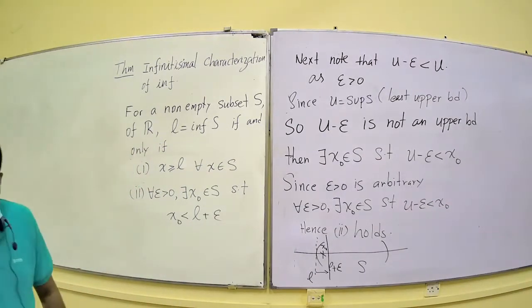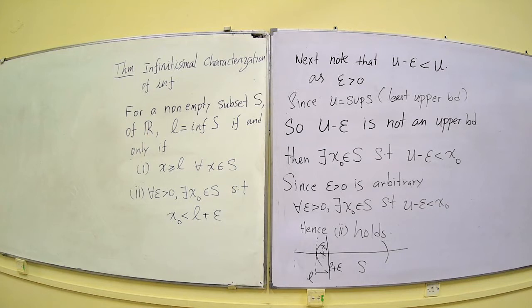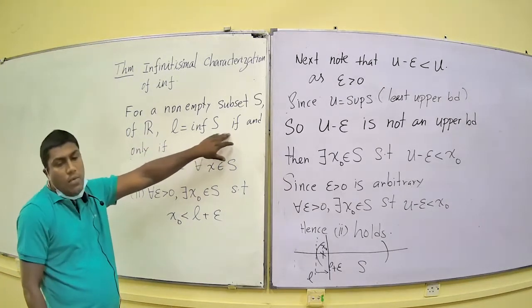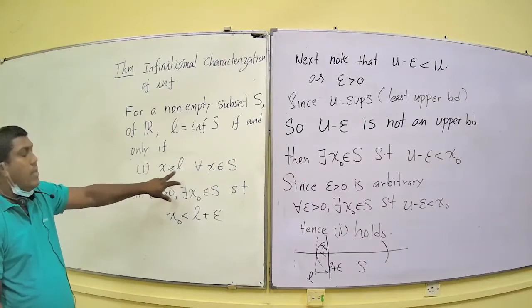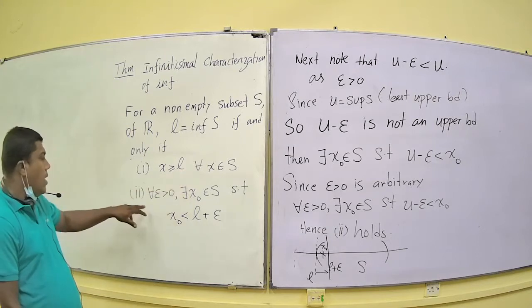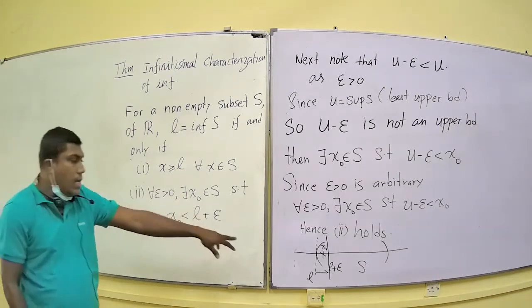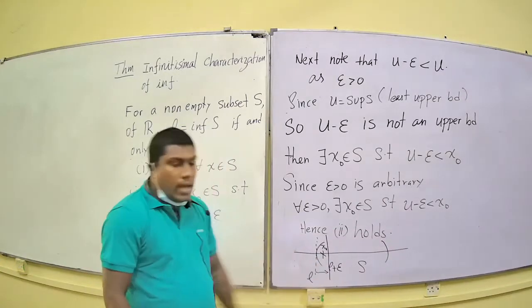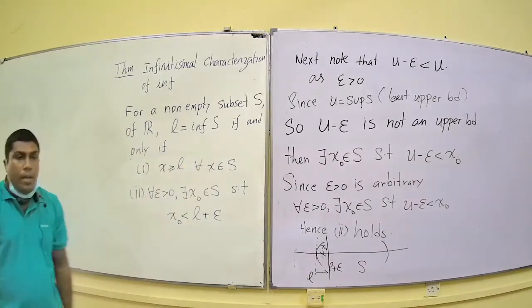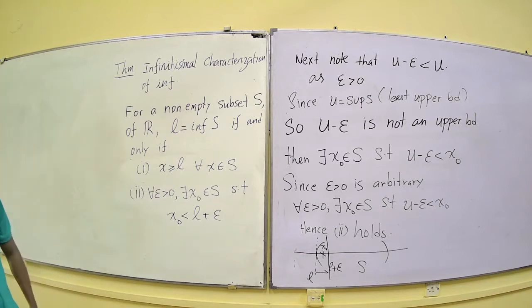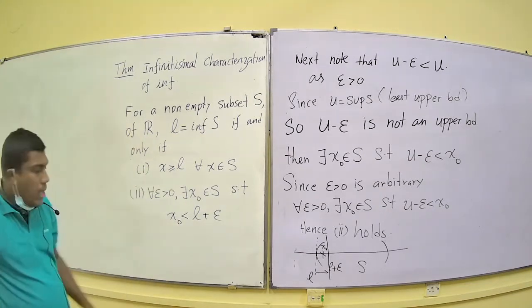Okay, so this is how we write down the infinitesimal characterization, or the epsilon characterization, of the infimum. L is an infimum of S if and only if x is greater or equal to L for all x in S, because L should be a lower bound. And then for every epsilon positive, there exists an x naught such that x naught is smaller than L plus epsilon. So if you go epsilon above the infimum, then you will find at least one element which falls below that.